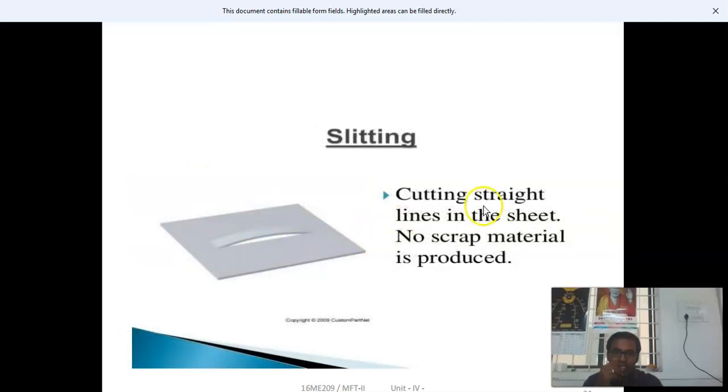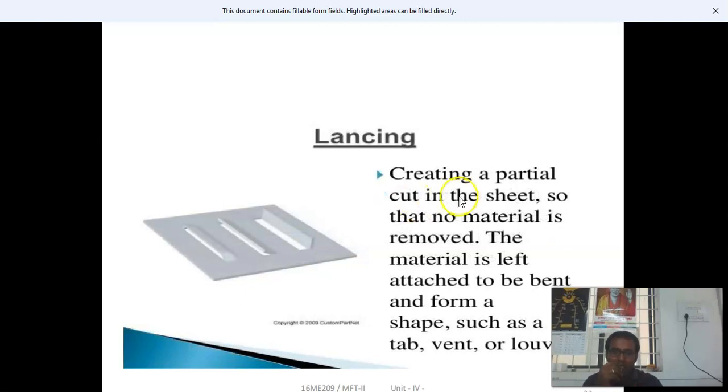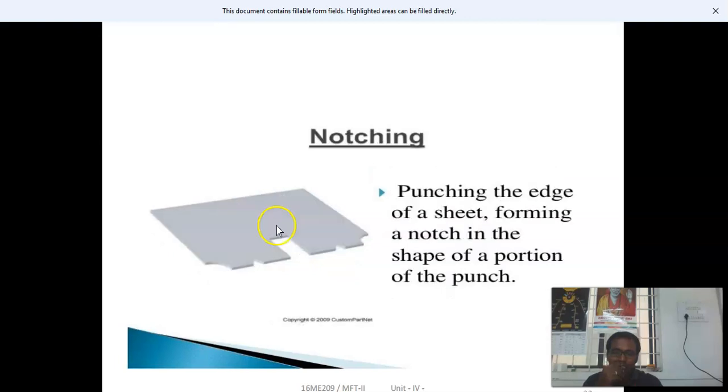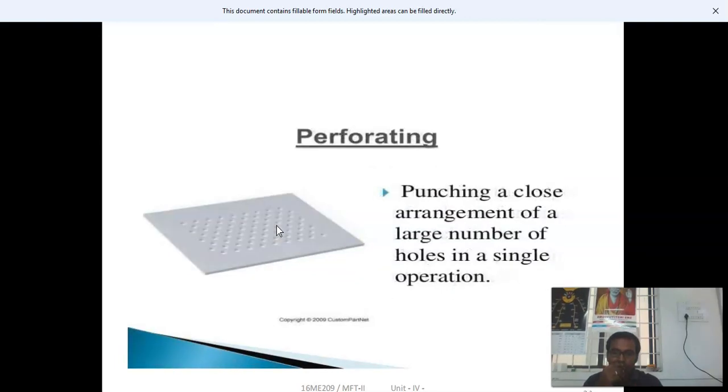Next, slitting: cutting a straight line in the sheet. No scrap material is produced in the case of slitting. Slitting means just creating a straight line. Next one is lancing: creating a partial cut in the sheet, as denoted in the figure, so that no material is removed. The material is left attached to be bent and form a shape such as a tab. We can produce a tab-like structure, a vent-like structure, or a louver latching. Notching is punching the edge of the sheet, forming a notch in the shape of the portion of the punch.